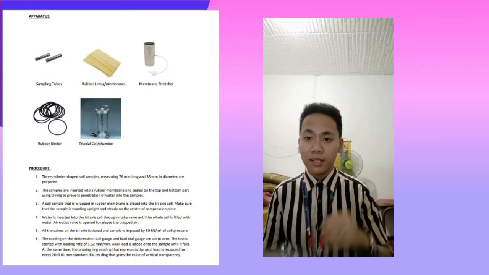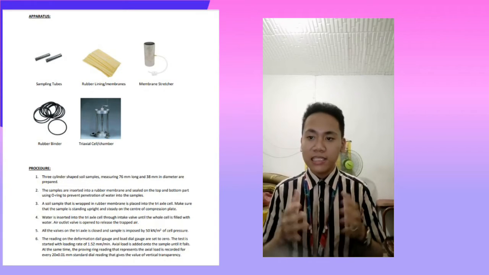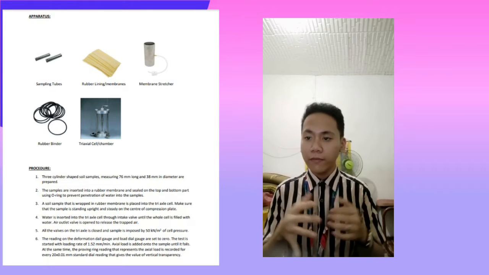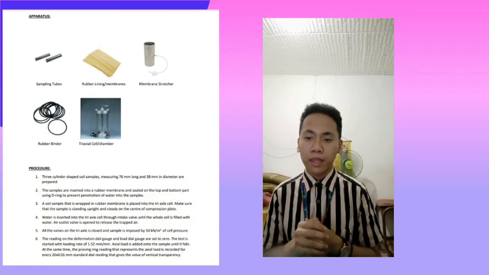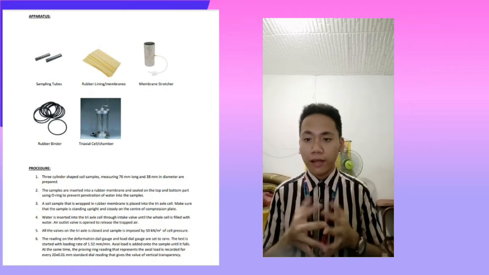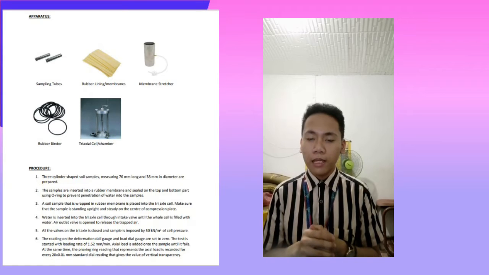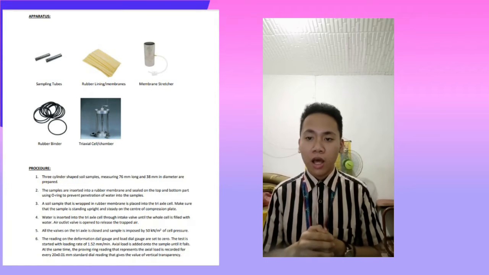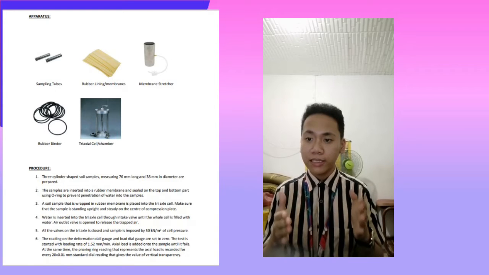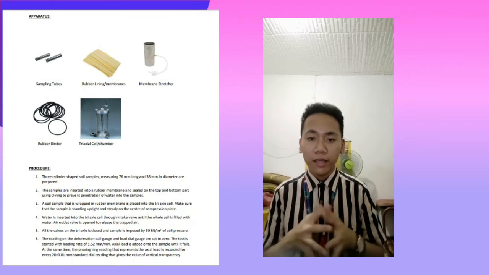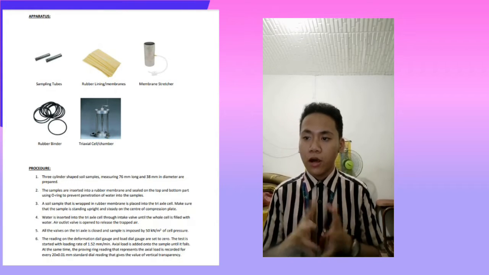Procedure number 4: water is inserted into the triaxial cell through the intake valve until the whole cell is filled with water. An outlet valve is opened to release the trapped air. Procedure number 5: all the valves on the triaxial cell are closed and the sample is imposed with 50 kN/m² of cell pressure.